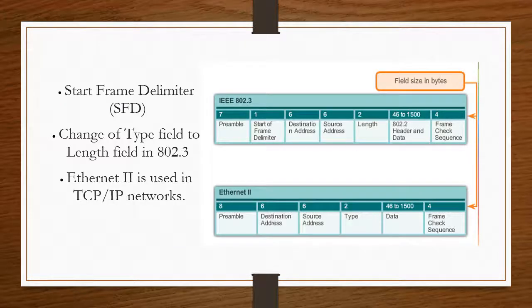The difference between these two is minimal. The most significant one is the addition of the start frame delimiter and the change of the type field to a length field in the 802.3. The Ethernet 2 is the Ethernet frame format used in TCP/IP networks.